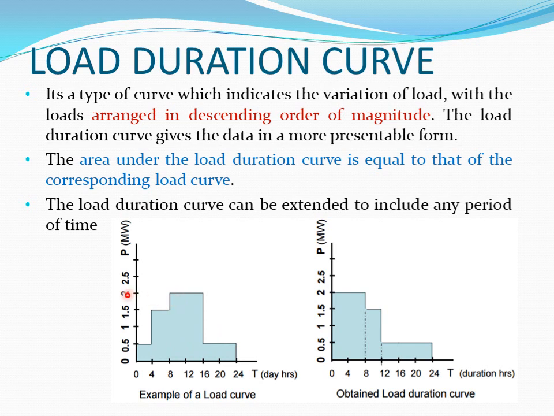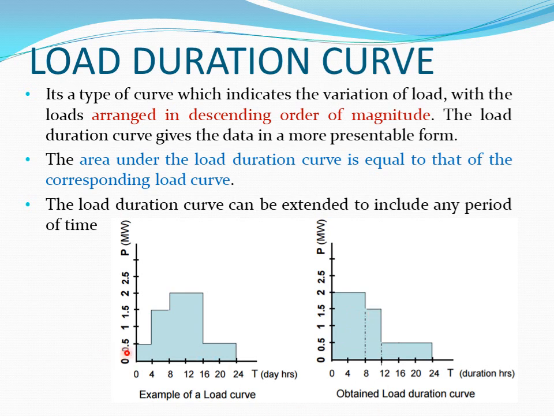So the highest power demand is 2 megawatt, and from 8 o'clock to 16 hours we are in need of this 2 megawatt. So totally for 8 hours this 2 megawatt is needed. So from 0 to 8 hours we have to mark this 2 megawatt. Next demand is 1.5 megawatt, and the time for that 1.5 megawatt is from 4 to 8 hours. So 4 hours we are in need of 1.5 megawatt. So from 8 to 12 we can draw this 1.5 megawatt.